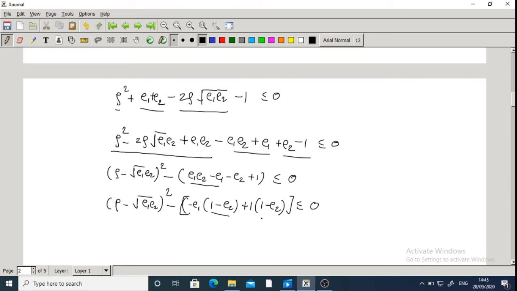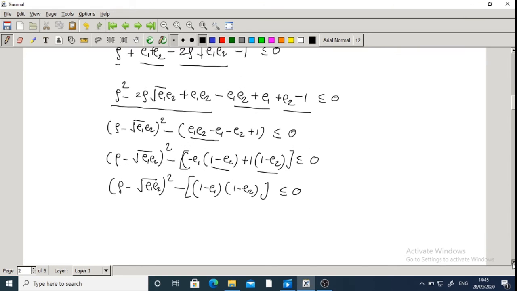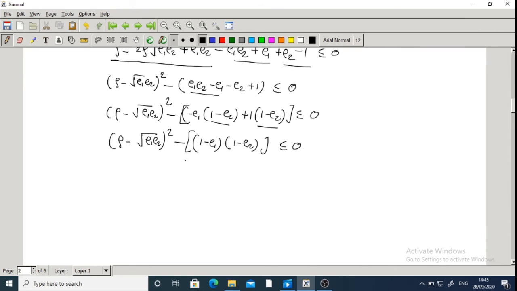And if I take 1 minus E2 common from these two, so (rho minus square root of E1 E2) bracket square minus, if I take 1 minus E2 common, so what is remaining? 1 minus E1 will be remaining into 1 minus E2, is less than or equal to 0. And if I take this term on this side, so we will get (rho minus under root of E1 E2) bracket square is less than or equal to (1 minus E1) into (1 minus E2).